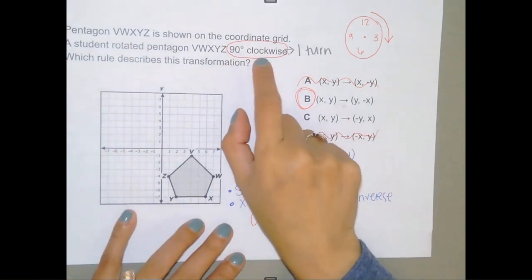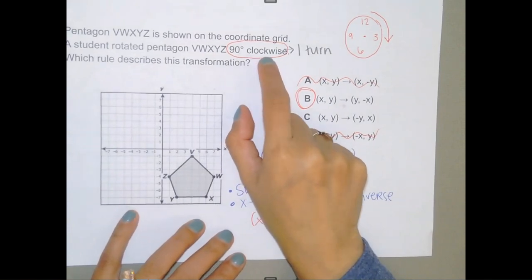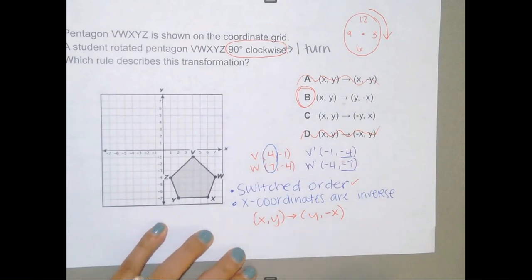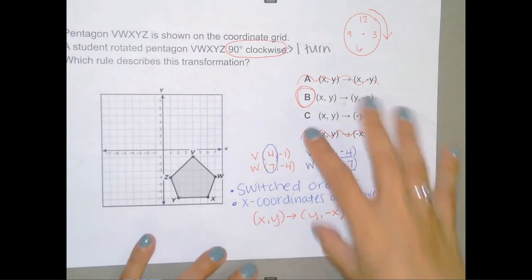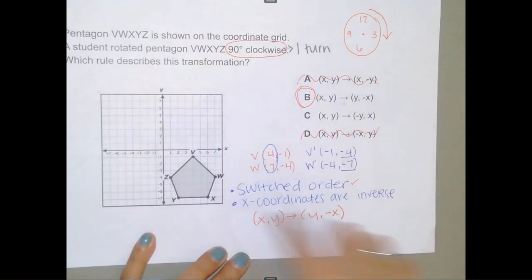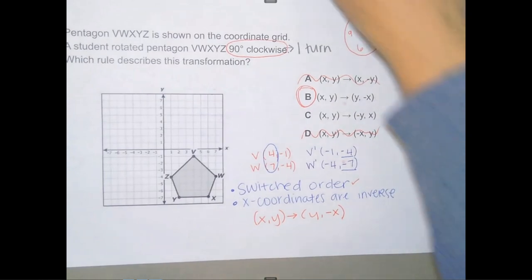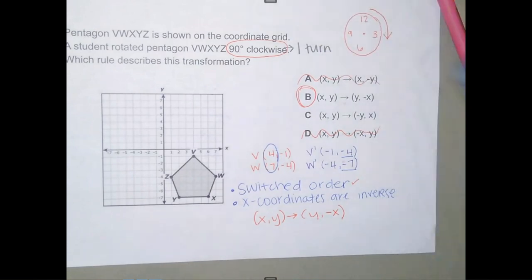A 90 degrees clockwise turn has the same rule as how many degrees counterclockwise? Go ahead and answer that question. Make sure you have all of this written down. Go ahead and turn your paper into your teacher and then follow the directions on the board.